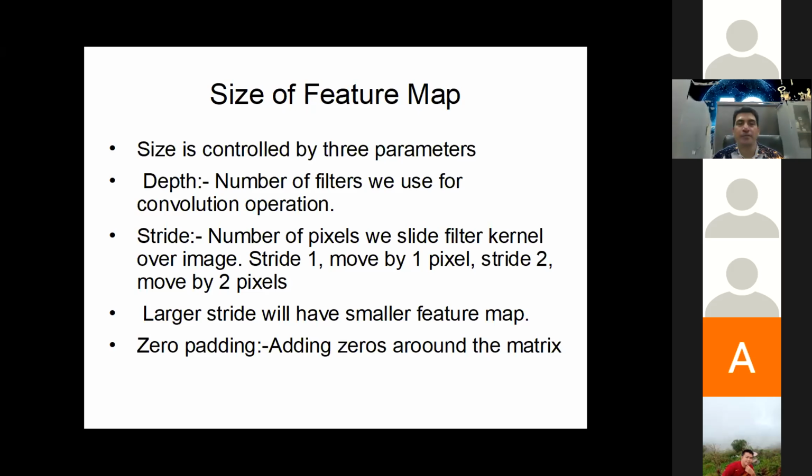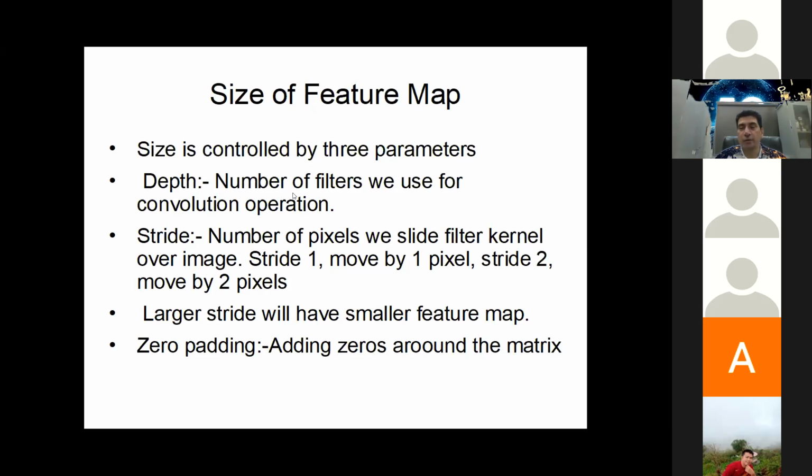Sorry, 1 second. Now, what about the feature map? We have an image, we have a kernel. Now, there are some characteristics which decide the output also. So, what are those characteristics? What is the size of a feature map? Size is controlled by 3 parameters. Which are those parameters? One is the depth, the number of filters we use for the convolution operation.